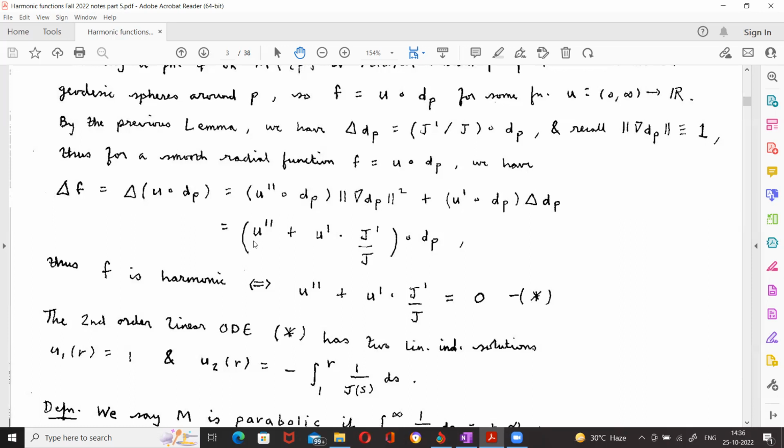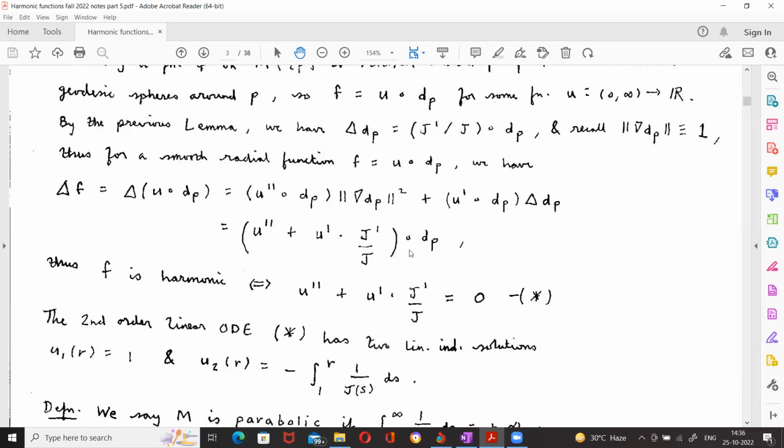You get u double prime plus u prime times j prime over j, composed with the distance function. So this tells you that the Laplacian preserves the space of radial functions. Is this okay?